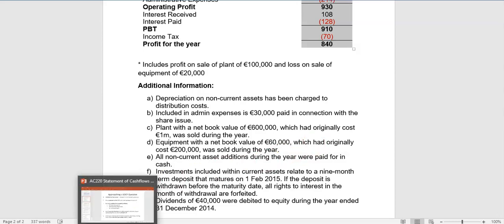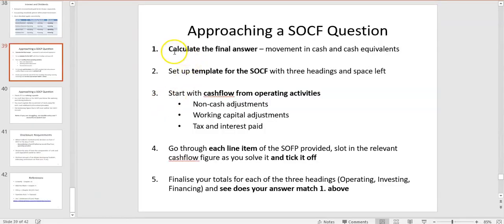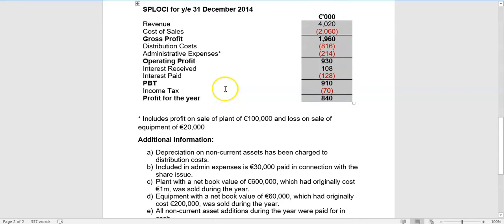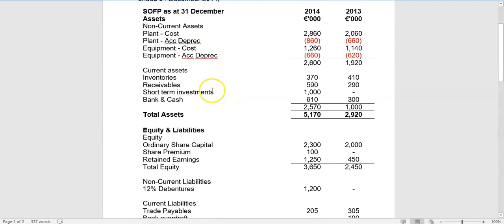So going back to our slides from the core lectures, your first step in approaching a statement of cash flow is to calculate the final answer. Often you'll see my working one will be, what is the movement in cash and cash equivalents during the year? So for Sapient, when we're looking at cash and cash equivalents, we're looking at bank and cash. We'll take that.